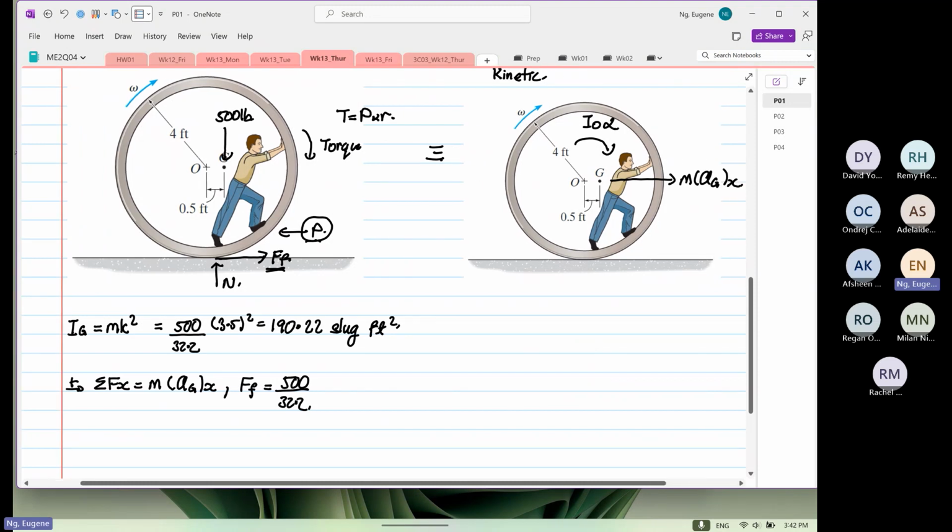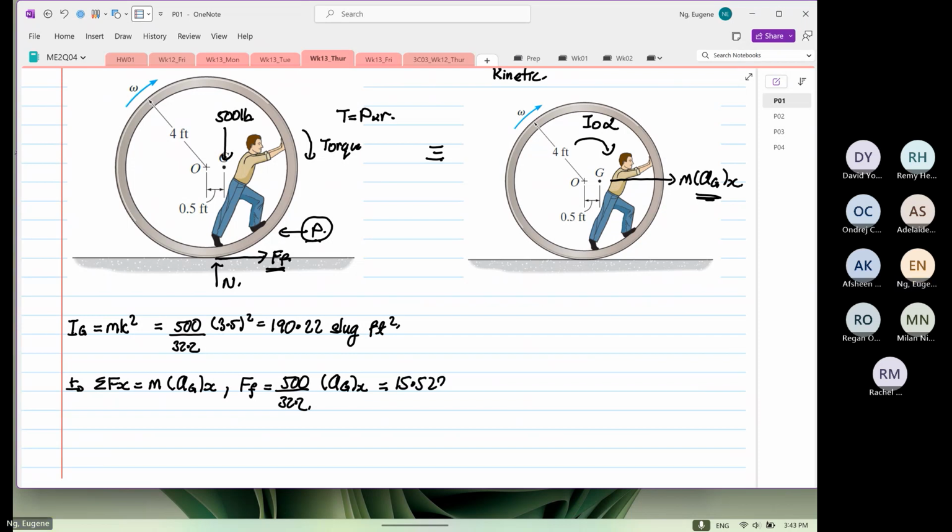So AGX is going towards the right hand side. So this will be your AGX. And then with this, it's going to be 115.528, and then this is your AGX. And this is your equation number 1.